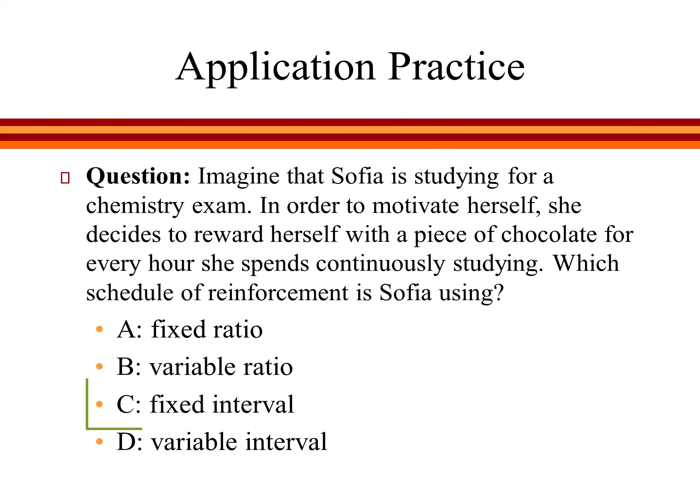The correct answer here is C, fixed interval. First, notice that Sophia is rewarding herself based on a length of time that she continuously does a particular behavior. This is what tells us that Sophia is using an interval schedule. Next, notice that this length of time is consistent. That is, she rewards herself every hour, so she knows exactly when a reward is coming. So that tells us that this is a fixed schedule. Together, that means that Sophia's reward schedule is a fixed interval.